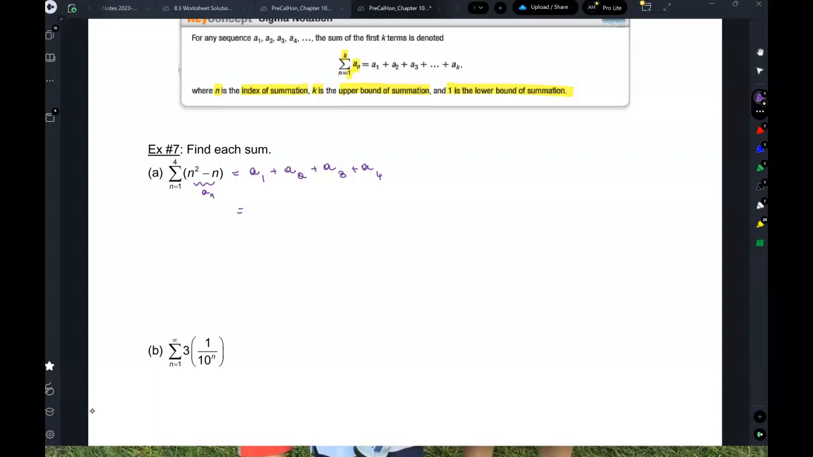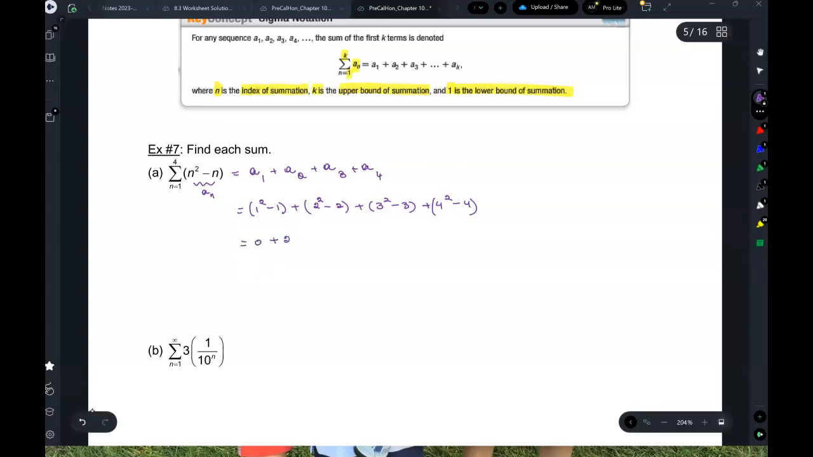A sub 1, now we're going to plug the 1 into the n's here. So 1 squared minus 1, plus 2 squared minus 2, 3 squared minus 3, 4 squared minus 4. And writing this out like this is actually an important skill that you're going to use in calculus as well, all right? Because calculus is literally just adding up things, okay? So here we get 0 plus 2 plus 6 plus 12, 20.